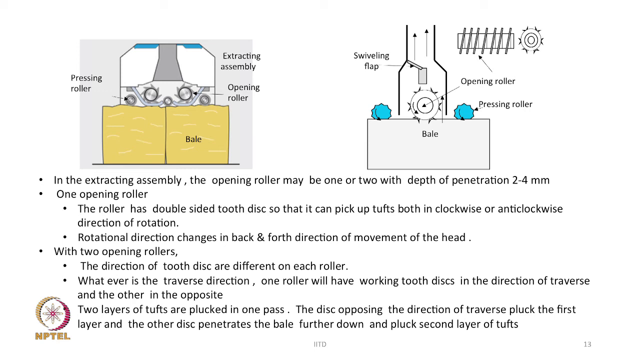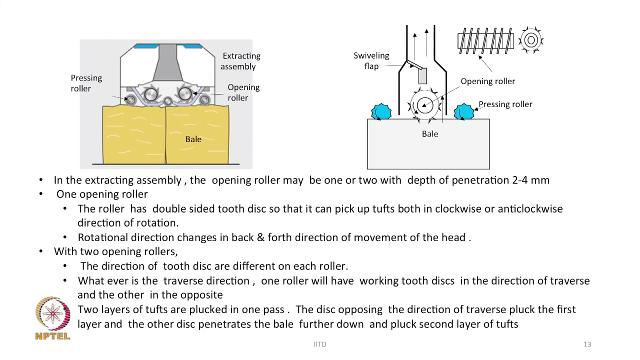So, see, if we want to produce smaller tufts, we have to reduce the depth of penetration, but that will affect my productivity. If I want to increase productivity, I have to increase the depth of penetration, but that will give me larger tufts. So, depending upon my own assessment, one has to decide what should be the right depth of penetration.